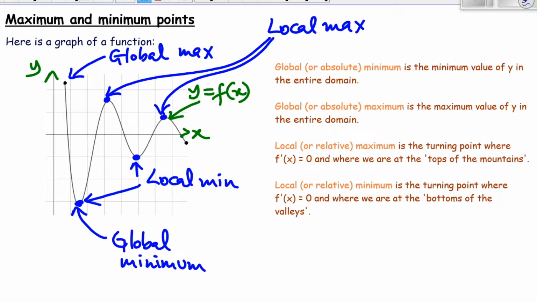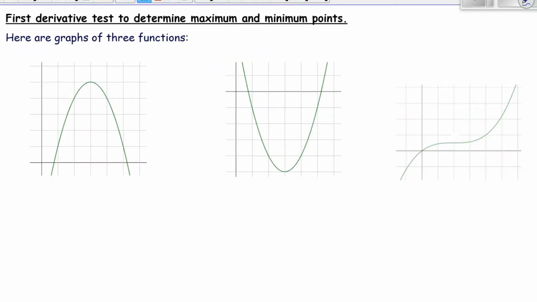Okay, so these are some interesting features of functions, and we are going to learn about this in detail here. The first derivative test can be used to determine the maximum and minimum points. And here are graphs of 3 functions, and I'm going to discuss a few features based on what we've just talked about. So again, this is y and x, y and x, y and x.